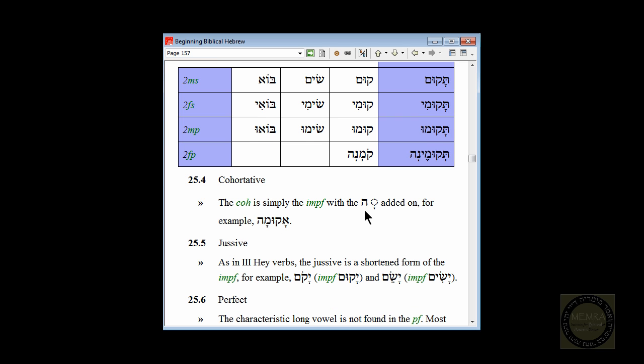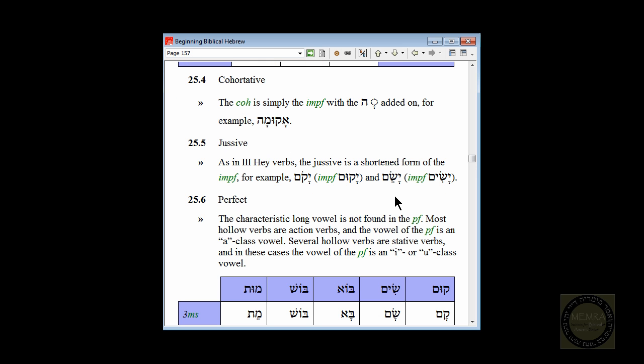Cohortative, again, just adds the qamets he on the first person forms. So either first person singular, like the example here, aqumah, or the first person plural, first common plural. So cohortatives, again, the qamets he at the end will be your sign.